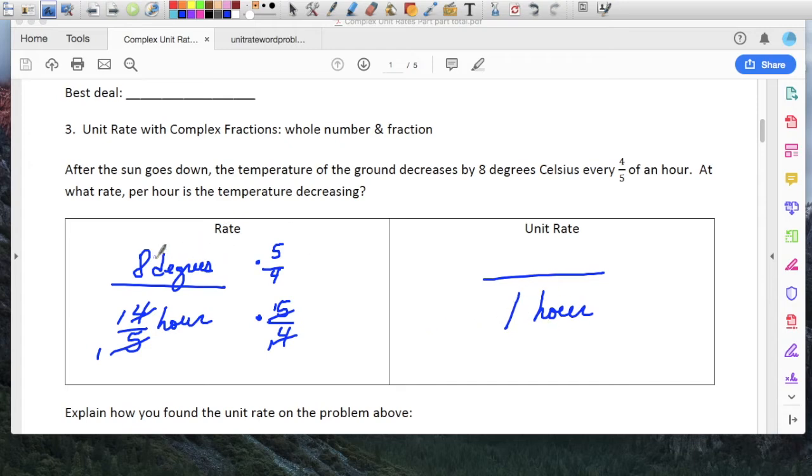On the top, 8 degrees times 5/4. Let me just do that over here. 8 times 5/4. I can put the 8 over 1. I can simplify before I multiply. 4 divided by 4 is 1. 8 divided by 4 is 2. So I get 2 times 5 is 10. So on the top, I can write 10 degrees. So the unit rate is 10 degrees in 1 hour. Much easier to understand compared to 1 hour as opposed to 4/5 of an hour, right?